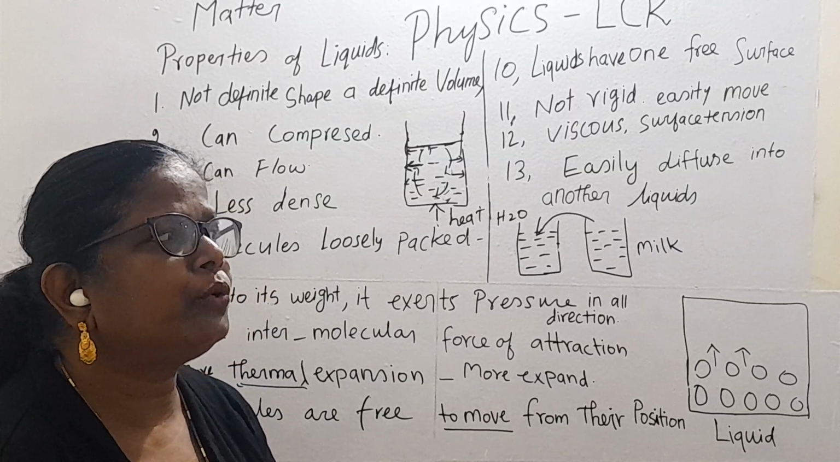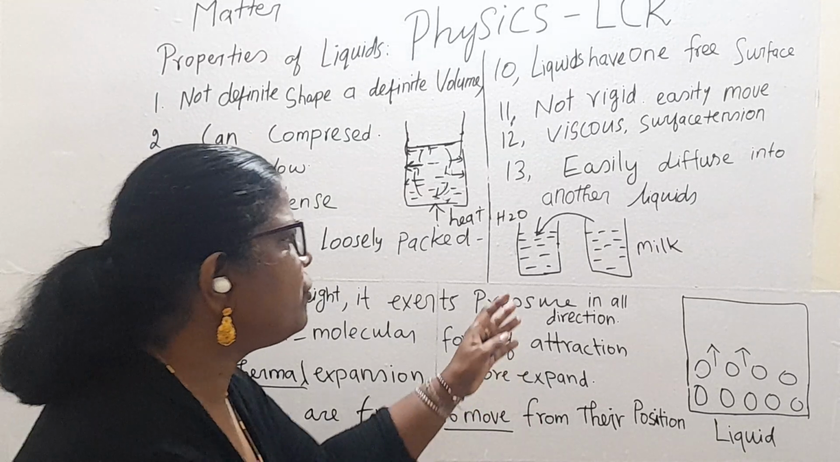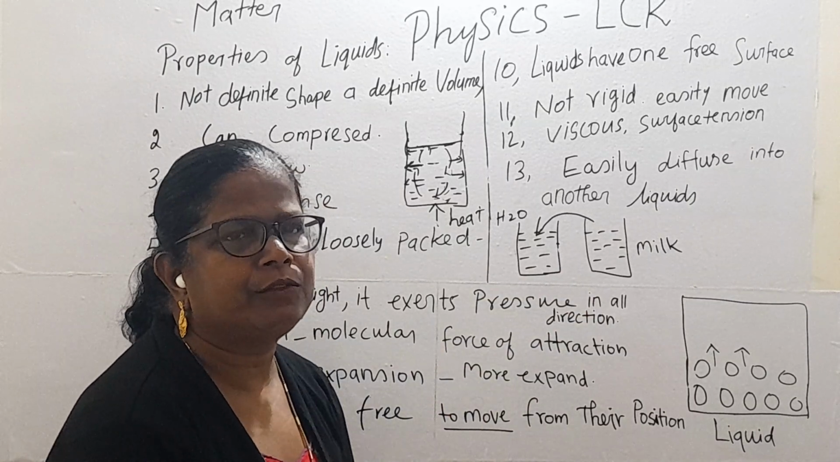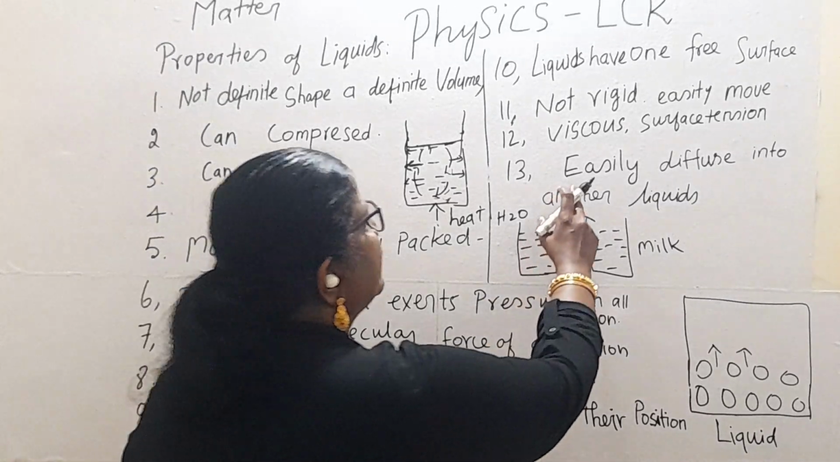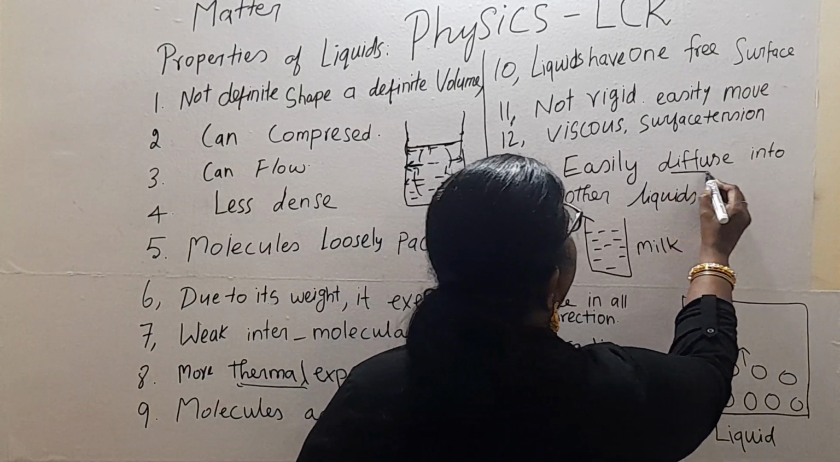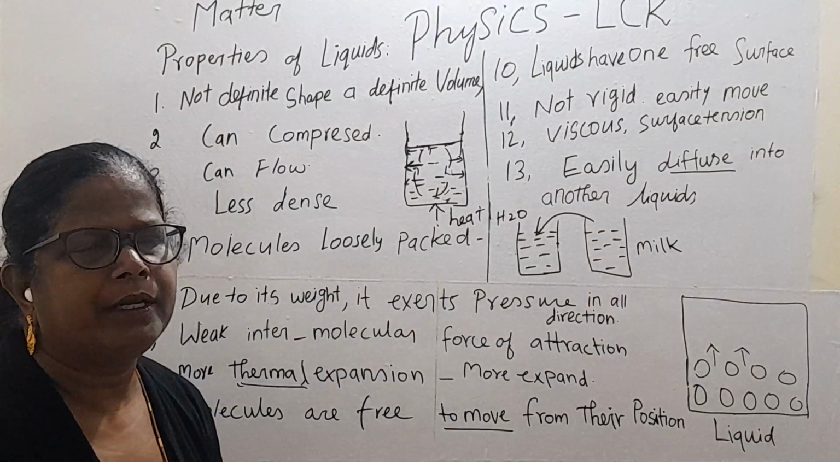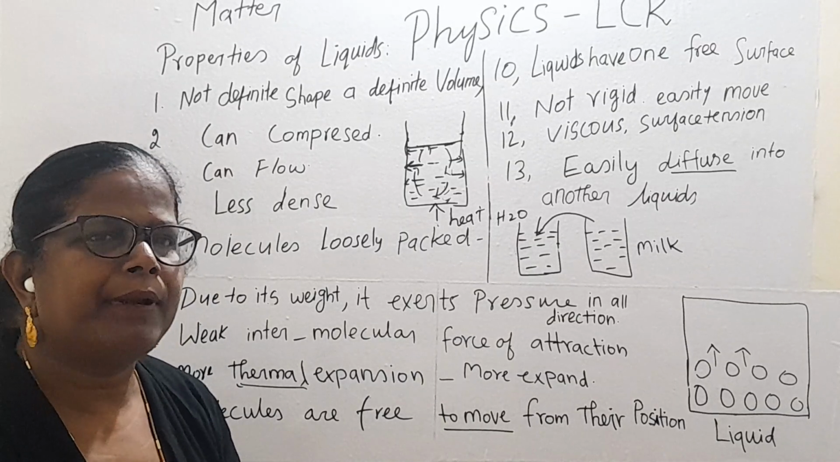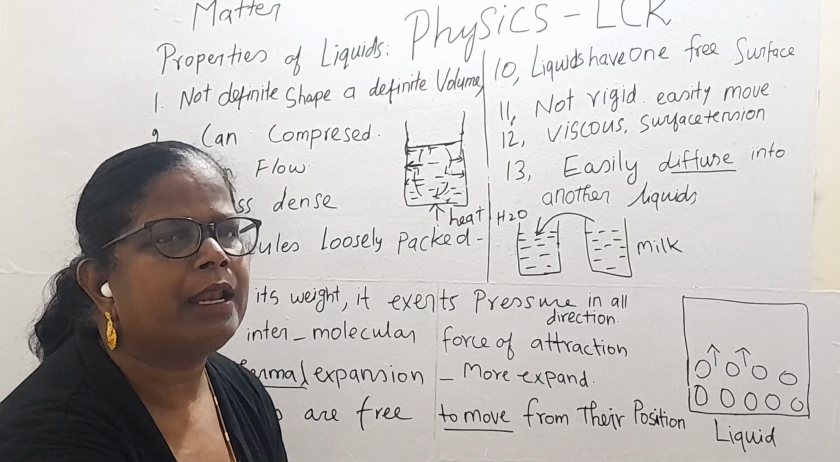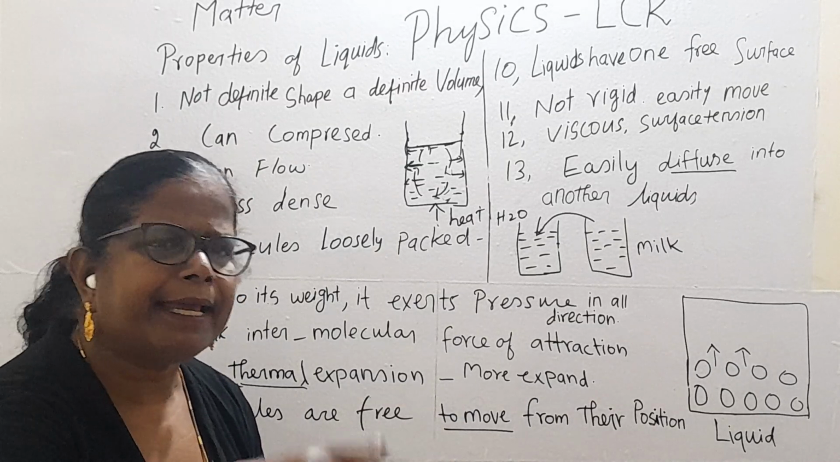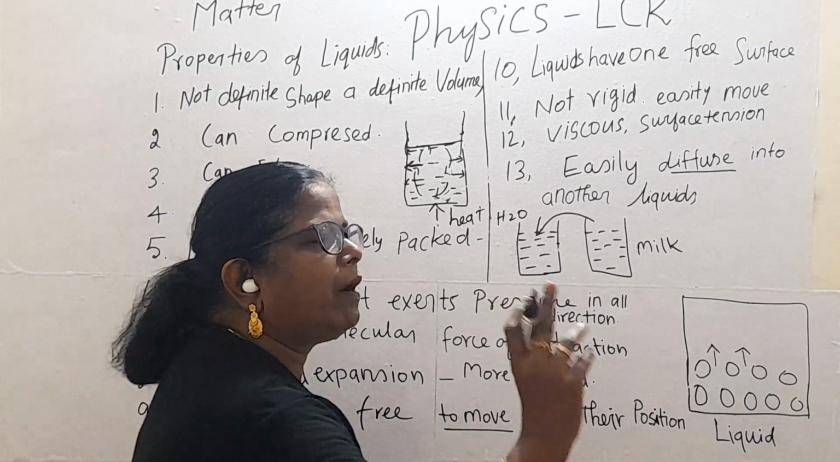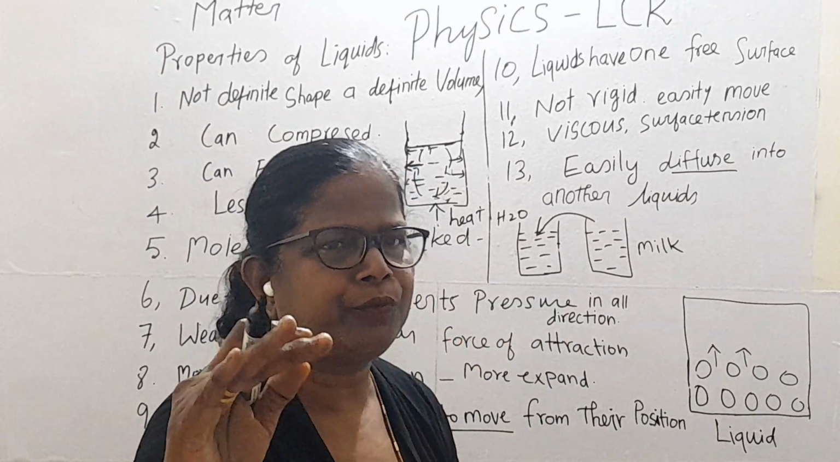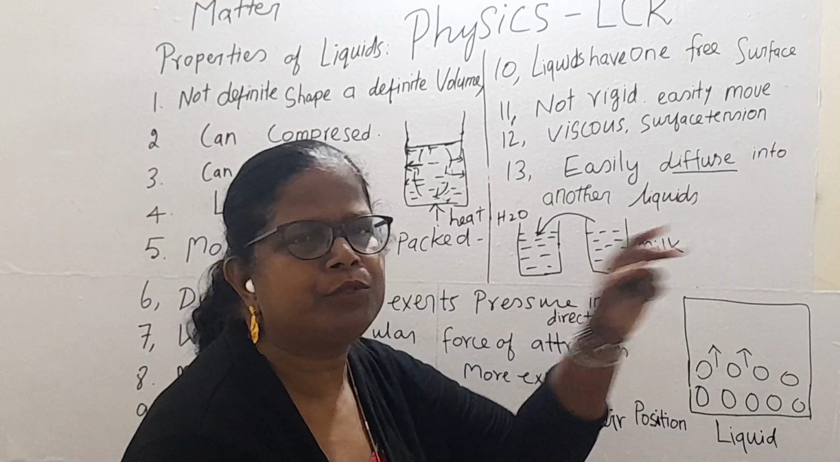Diffusion means two different kinds of particles mix with each other. That is known as diffusion. So liquids easily diffuse into another liquid. Oil and water are both liquids, but it is different. If you put oil, it is going to float. Even if you stir it many times, the oil will not mix. That's why I told you to take milk or other juices. Liquids easily diffuse into another liquid.